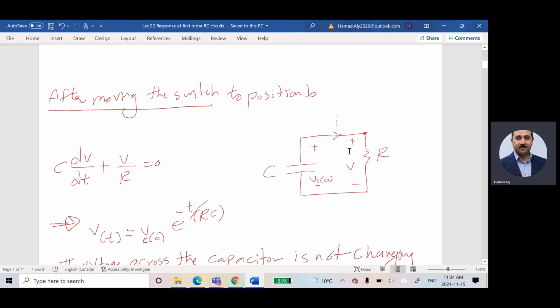What about the current across the resistor or inside the resistor? It's equal to the voltage across the resistor divided by its resistance value. So I can say C dV by dt plus V over R should be equal to 0. Now, this is a first order differential equation, and we studied in mathematics how to deal with the first order differential equation for solving it, for finding V of t.